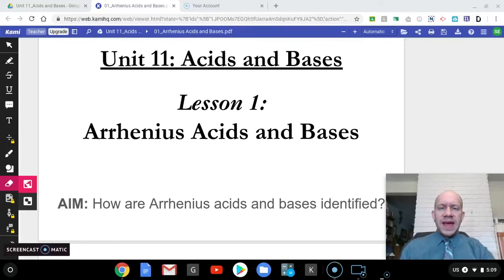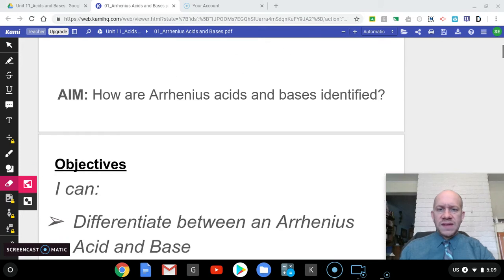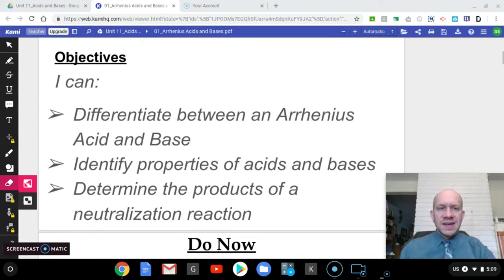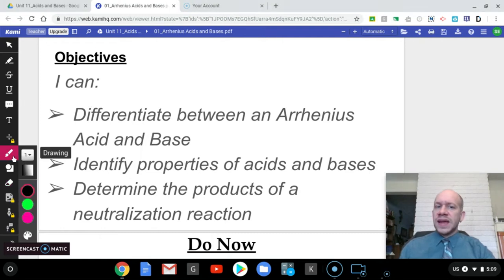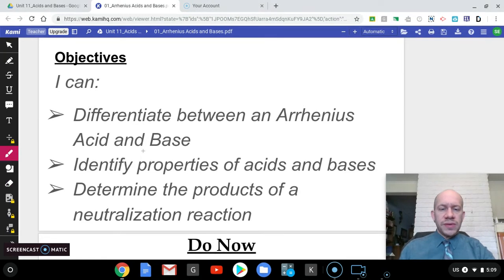This is Unit 11, Acids and Bases. Lesson 1, Arrhenius acids and bases. How are Arrhenius acids and bases identified? The objectives of this lesson: I can differentiate between an Arrhenius acid and base, I can identify the properties of acids and bases, and I can determine the products of a neutralization reaction.